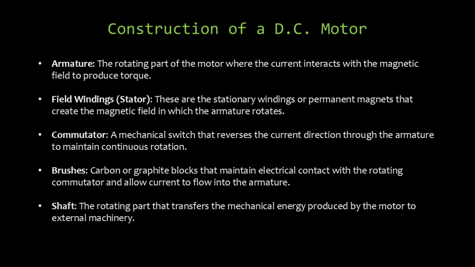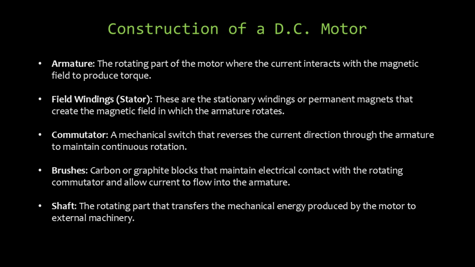The armature is the rotating part where current interacts with the magnetic field to produce torque. Field windings, either stationary windings or permanent magnets, create the magnetic field. The commutator acts as a mechanical switch, reversing current direction to maintain continuous rotation.